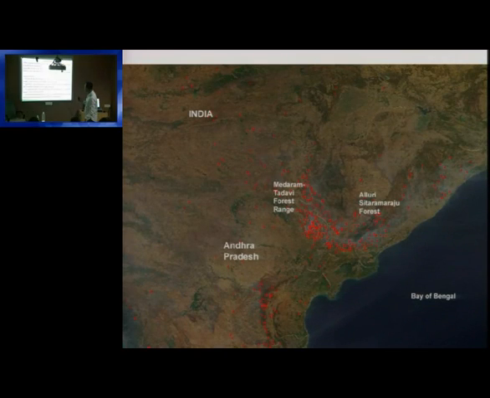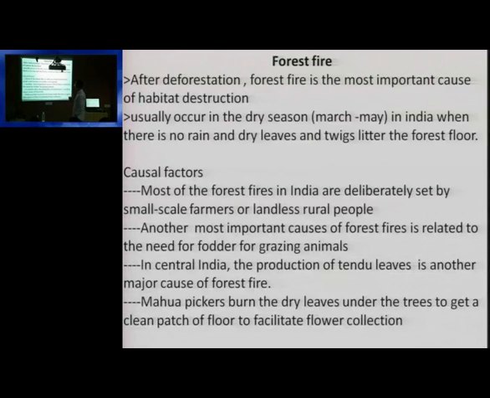The forest fire, see, after deforestation, forest fire is the most important cause of habitat destruction. It usually occurs in the dry season in India. Okay, March and April in India, when there is no rain and dry leaves and twigs litter the forest floor.